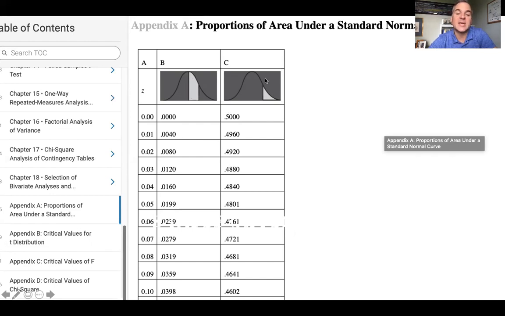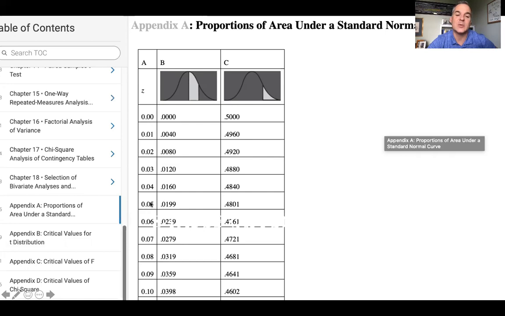Column C here tells us the percentage of values above it. So remember, z equals 0 means we're right at the mean. What that means is that there is no space. There are no values between us and the mean because z is equal to 0. So we're right at the mean. And if you remember, the mean is equal to the median. So 50% are above the mean, 50% are below the mean. That's what we see here: a z of 0, 50% are above that.